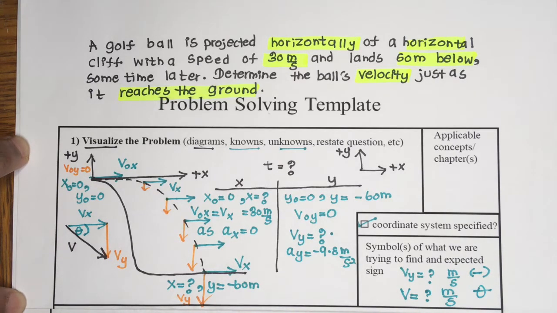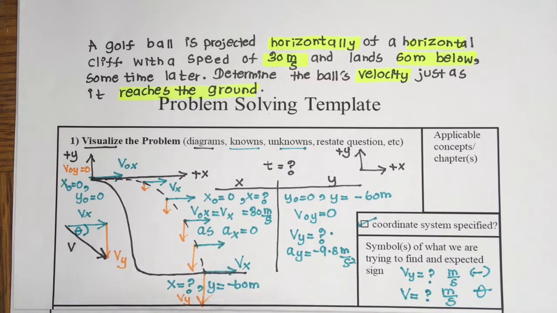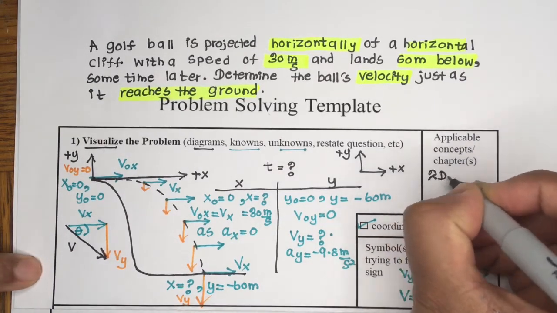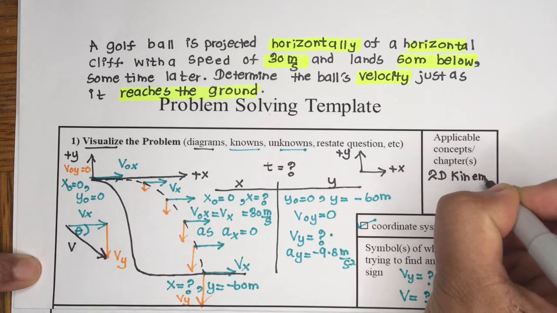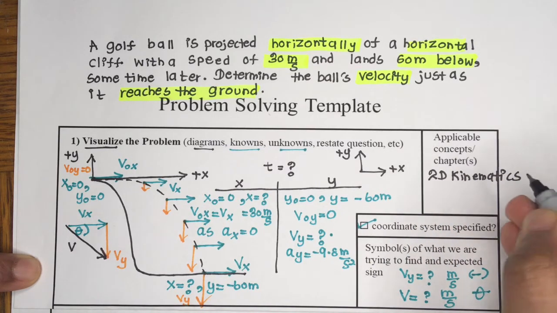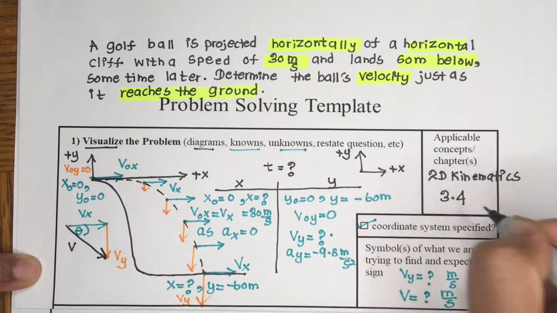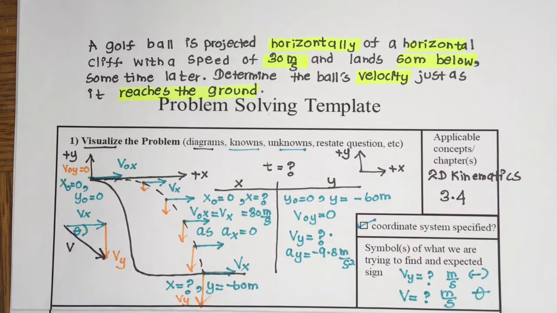Let's see the applicable concepts. This is chapter 3 in your textbook, 2D kinematics. Actually, this is 3.4. Okay, so now let's see, if there were no gravity, the object would continue in motion with 30 meters per second in horizontal direction. In actuality, gravity causes the ball to accelerate downwards at 9.8 meters per second per second. This means vertical velocity is changing at 9.8 meters per second every second.